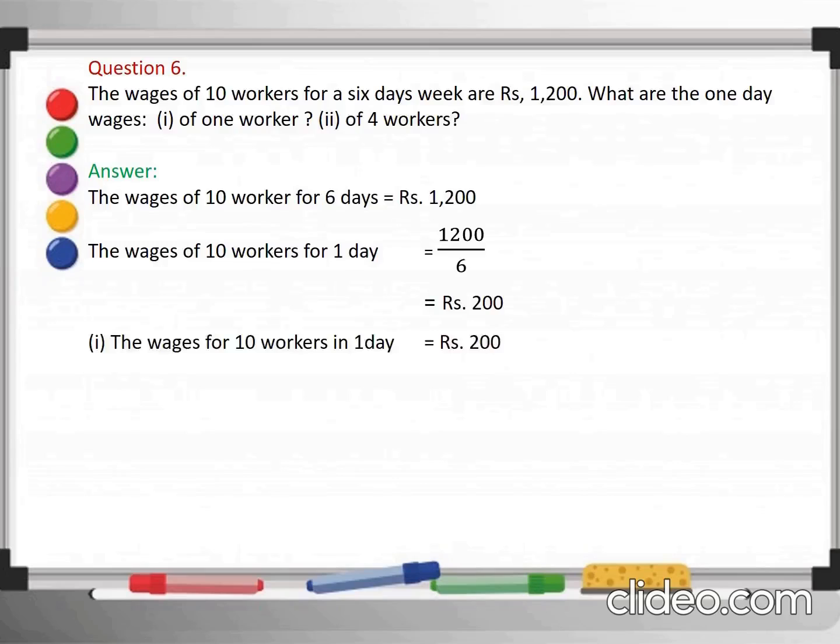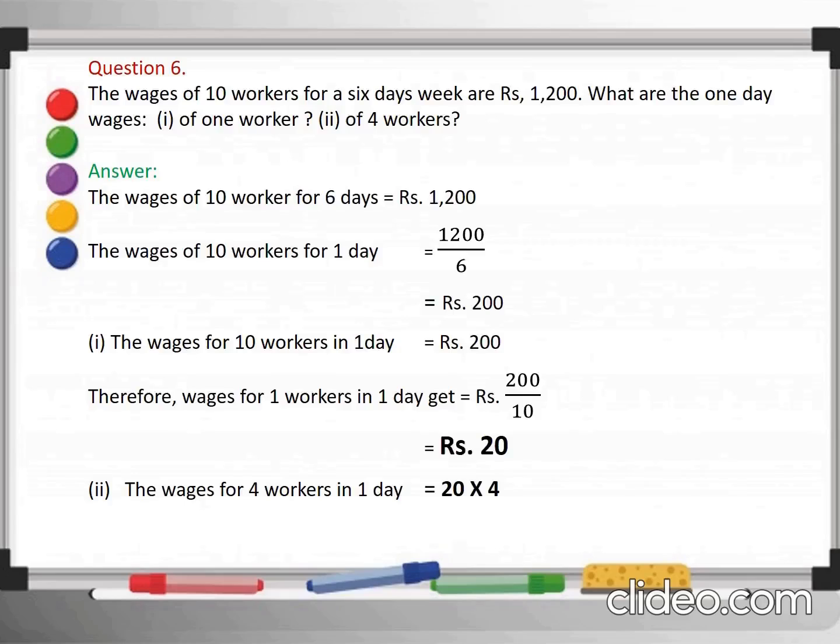Now we have to find out wages for 1 worker in 1 day, which equals 200 upon 10. When we do cancellation, we'll get 20 rupees. Now we have to find out the wages for 4 workers in 1 day, which equals 20 into 4 equals rupees 80. Therefore, the wages for 4 workers in 1 day equals 80 rupees.